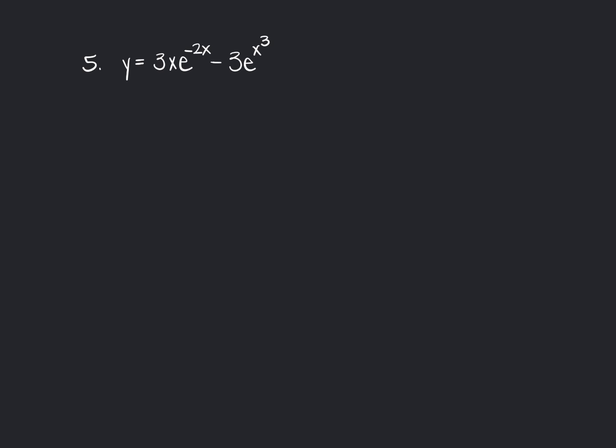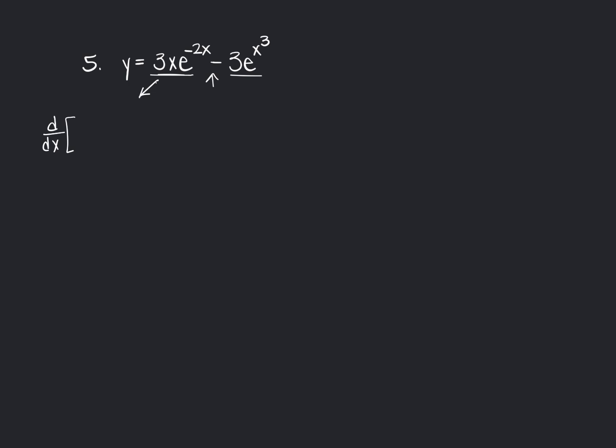All right. Number 5, we have y equals 3x e to the negative 2x minus 3 e to the x cubed. Okay. So I'm adding two terms. All right. So I'm going to have to take the derivative of this term, and then I'm going to be subtracting it from the derivative of this term. Okay. So here, you know, it might be nice to come out and say, okay, well, let's look at these separate. Let me take the derivative of each part and then put them back together.